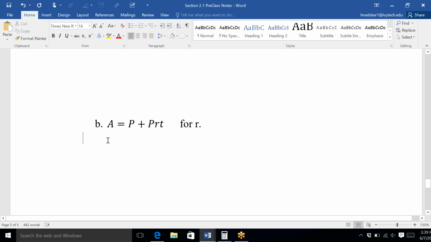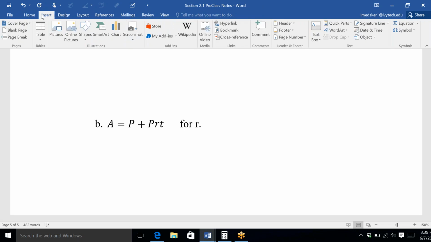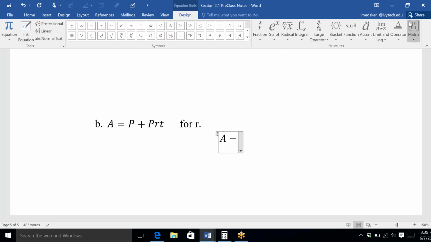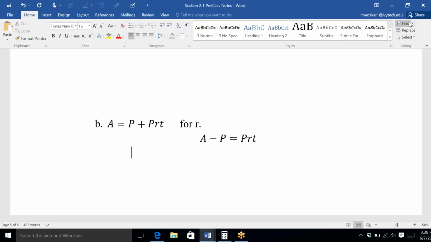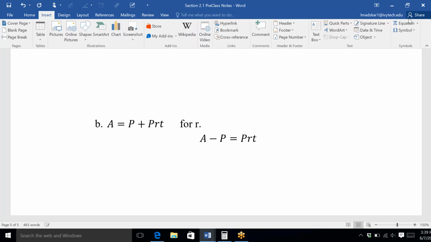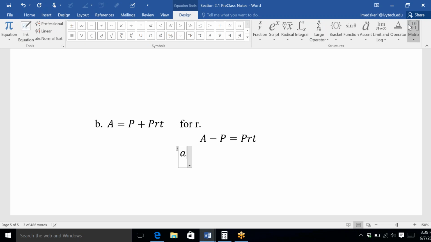Okay, so we want to take this next one. We want to solve for R. So it looks like we have one term that has R in it. So we want to get that to be on the right side by itself. Might as well just keep it over on the right. So I'm going to subtract the capital P by itself to the left side. And then notice that R is connected to P and T both by multiplication. You can divide both of them out at the same time.